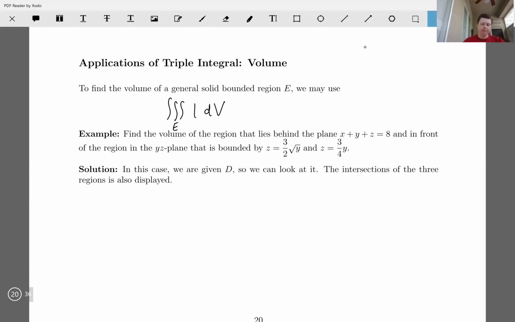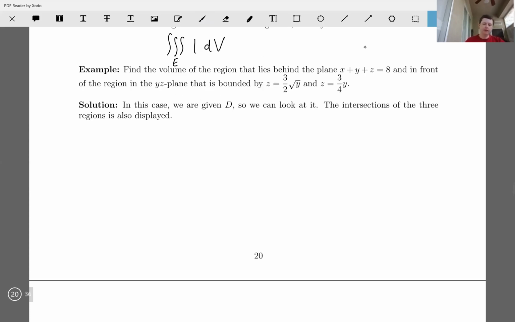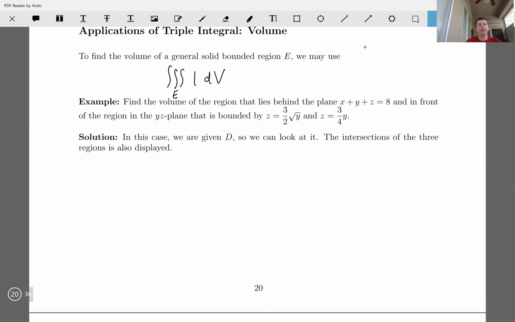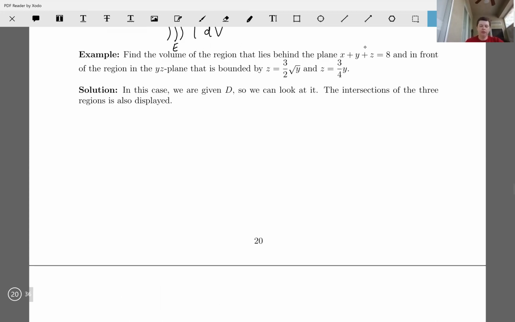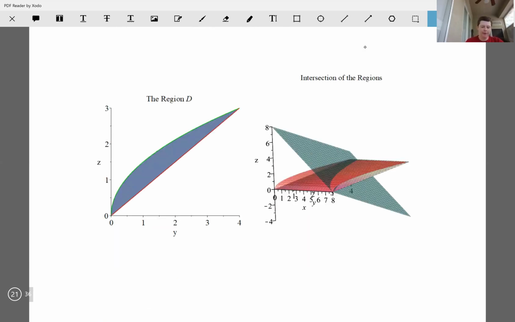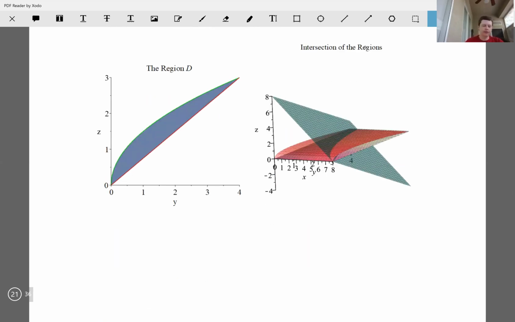Let's do an example. We want to find the volume of the region that lies behind the plane x plus y plus z equals 8, and in front of the region in the yz plane that's bounded by z equals 3/2 square root y and z equals 3/4 y. So thankfully, we're given the region D this time, so we can easily sketch it. And the intersections of the 3 regions, thank you, Maple. So this is the region D to the left and the intersection of the 3 regions to the right.